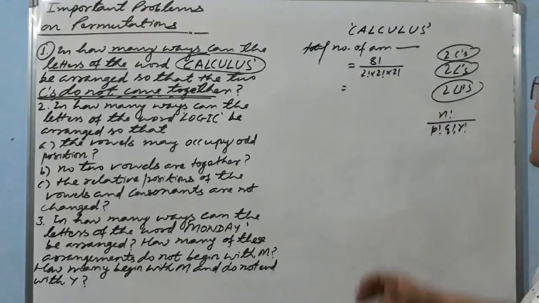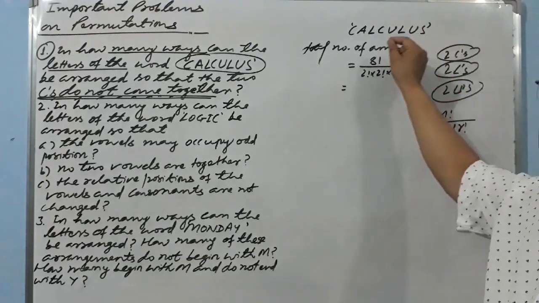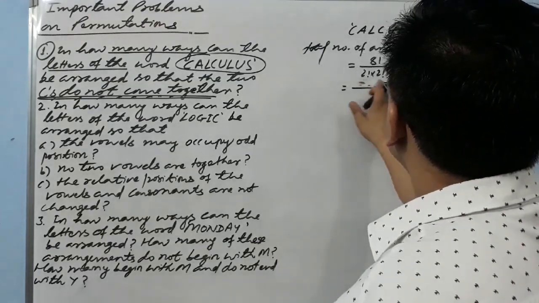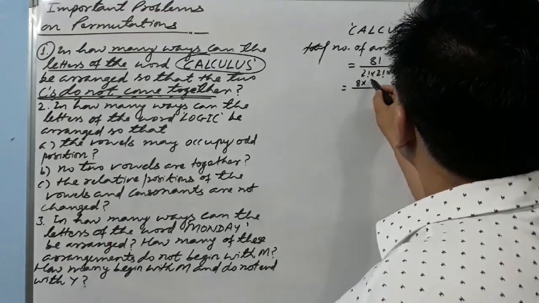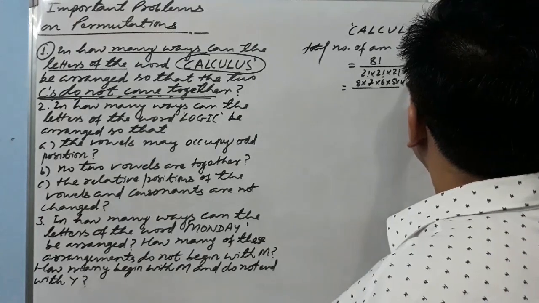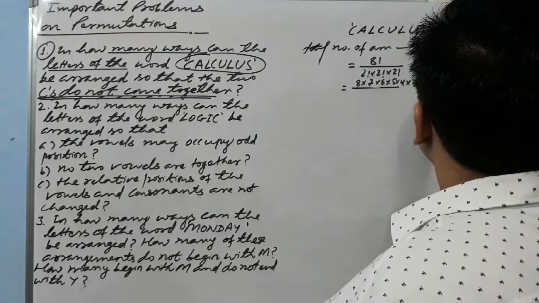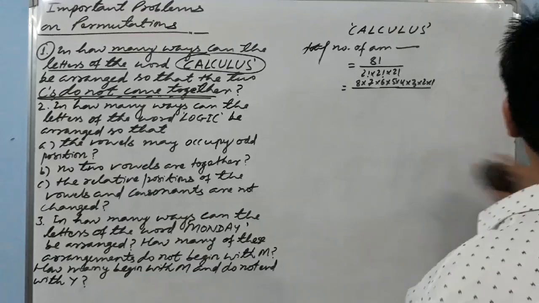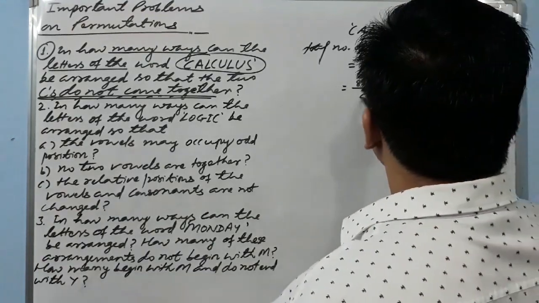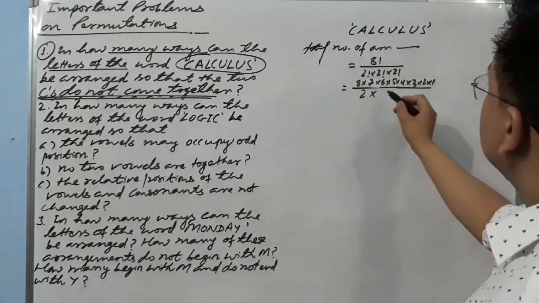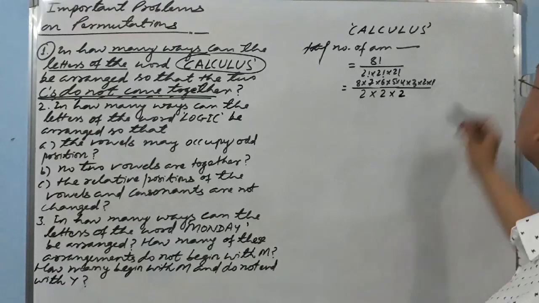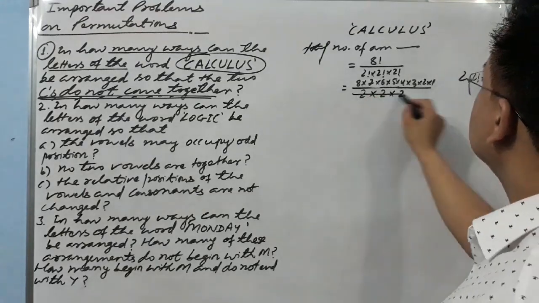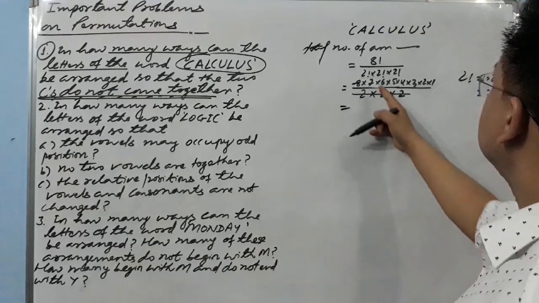This will provide the total number of arrangements of the letters of the word calculus. So 8 factorial, you can also do by using a calculator. Otherwise, 8, 7, 6, 5, 4, 3, 2, 1. This is 8 factorial. 2 factorial means 2 times 1, simply 2. So 2 times 2 times 2 is 8, so we can remove it.